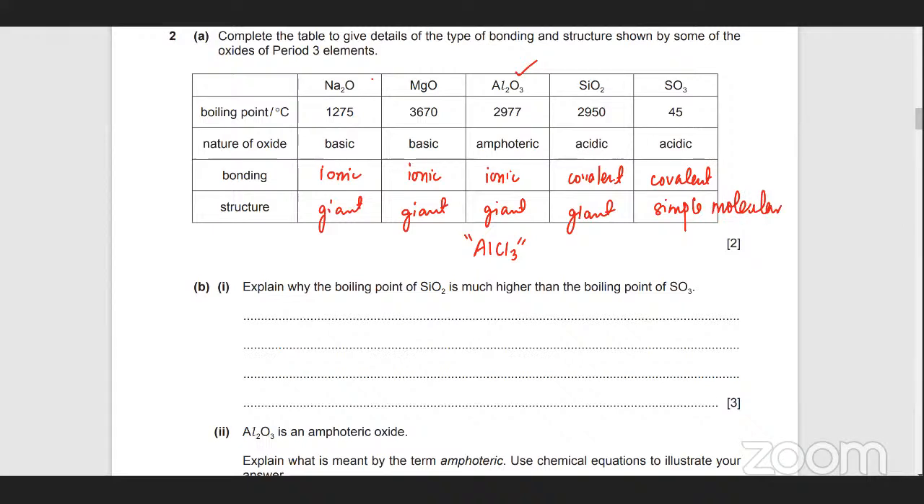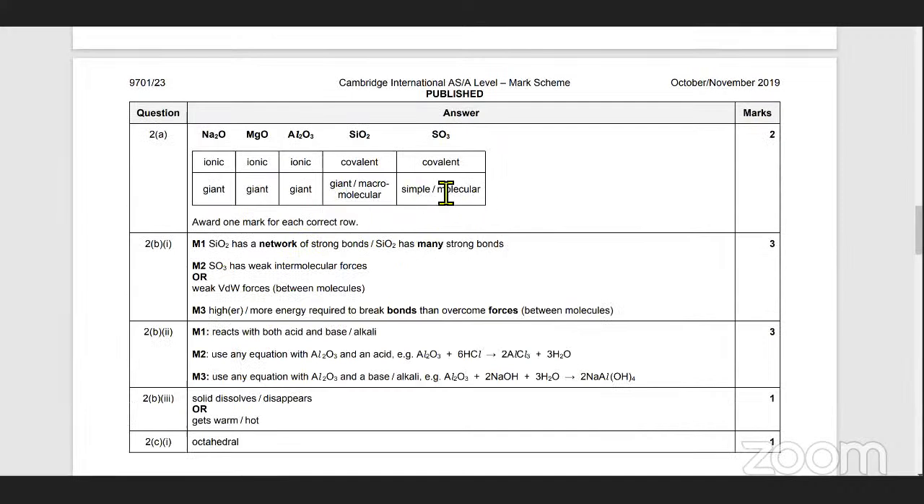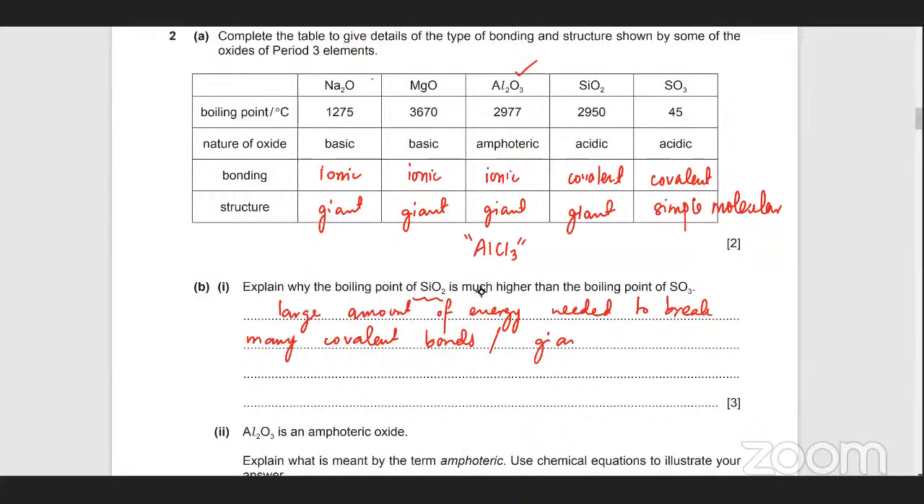Okay, just let me check quickly कि structure के अंदर खाली giant वगैरह चल जाएगा कि नहीं? ठीक है, बस वही है, simple molecular और giant macromolecular. I said next one, explain why the boiling point of SiO2 is much higher than SO3. Why is SiO2 having giant and simple, then a lot of covalent bonds. ठीक है, so in this case, large amounts of energy is needed to break a lot of covalent bonds because it's a giant covalent structure. ठीक है, that's needed to break many covalent bonds. Because it's a giant covalent structure.